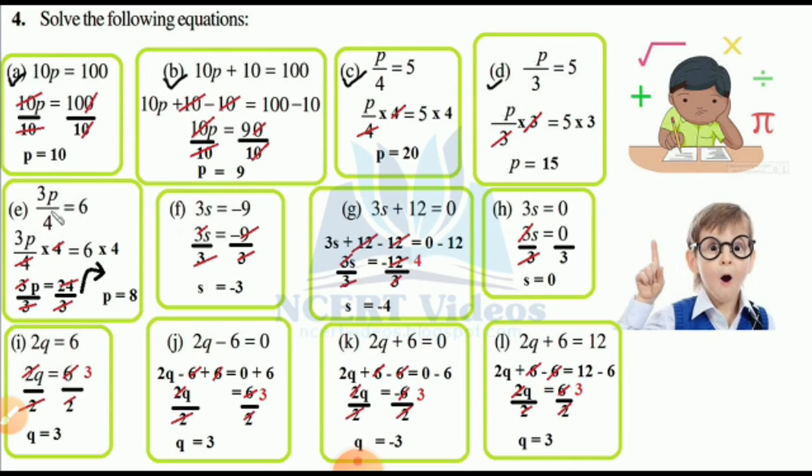Look at the E. 3p upon 4 is equal to 6. First we can remove the 4. Divide by 4 means multiply by 4 both the sides. So you can get 3p is equal to 24. 6 4s are 24. Now dividing by 3 both the sides, I will get p is equal to 8.